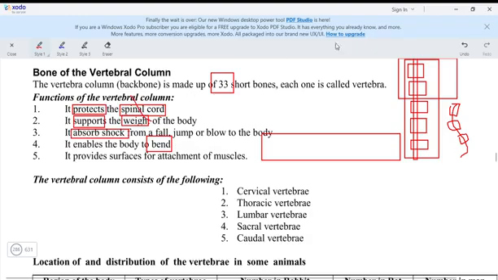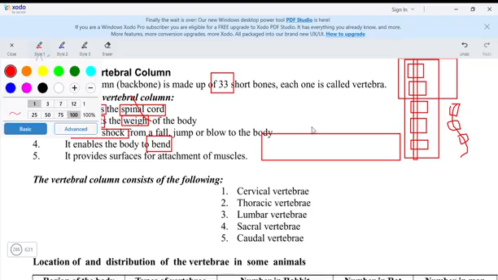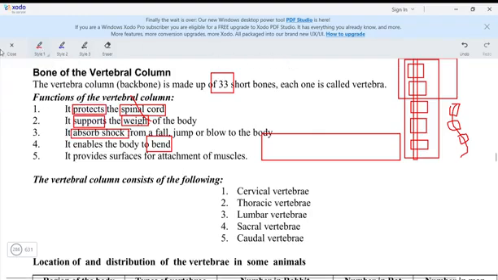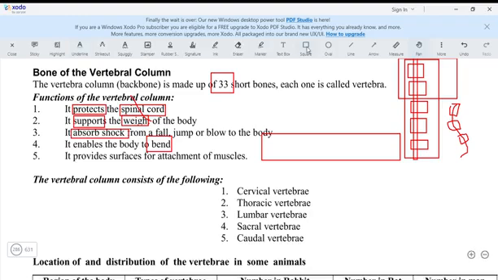So that's for that one. Then it provides surface for attachment of muscles. Muscles are attached to this same set of bones, so we put muscles on them, for attachment of muscles. Okay, so that's that for the functions of the vertebral column.